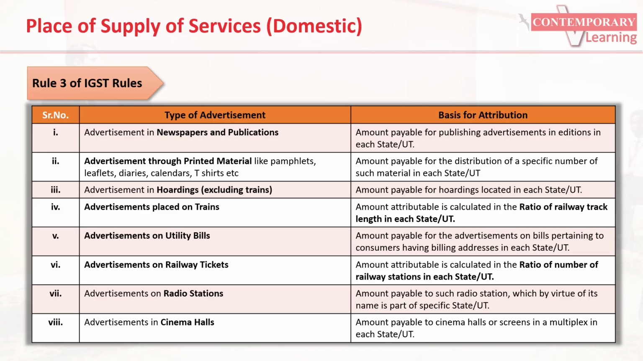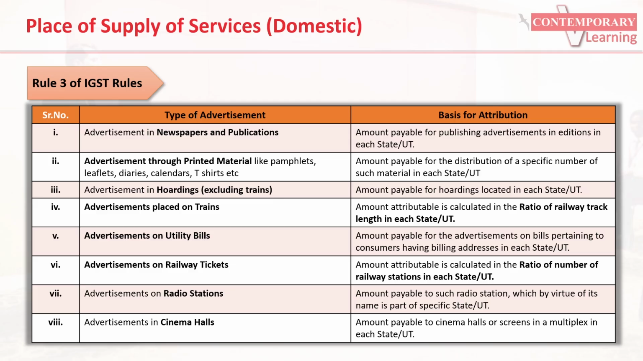Hoardings, excluding those on trains, are straightforward. The amount is apportioned based on the actual amounts payable for hoardings located in each state or union territory. For advertisements placed on trains, since trains move across multiple states, the apportionment is calculated based on the ratio of railway track length in each state or union territory. This is quite logical when you think about it. The longer the track in a state, the more exposure the advertisement gets there.